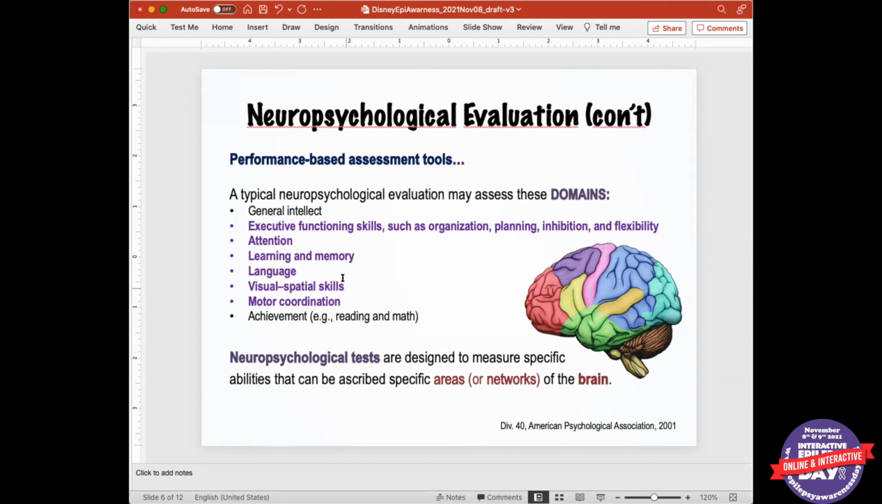Visuospatial skills, like navigating, knowing where your body is in space, so not misjudging space, or having trouble navigating. Sometimes we see examinees who have trouble even just navigating in the clinic, going back and forth to the bathroom, can't remember which direction to go, getting lost in a mall, things like that. And then motor coordination.